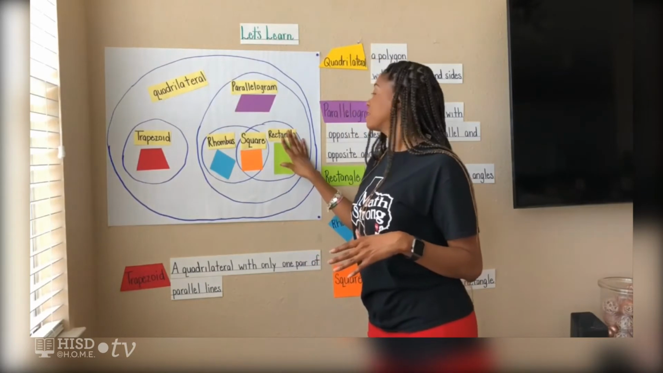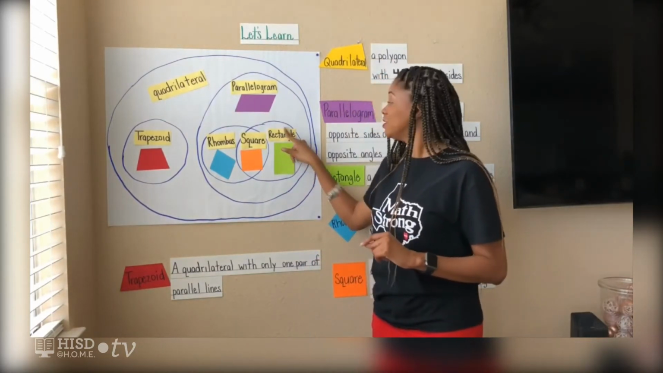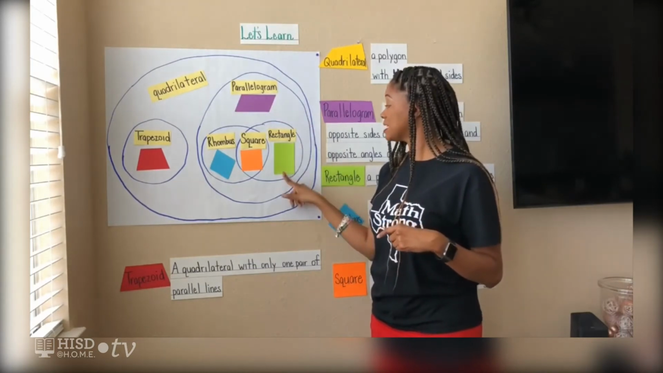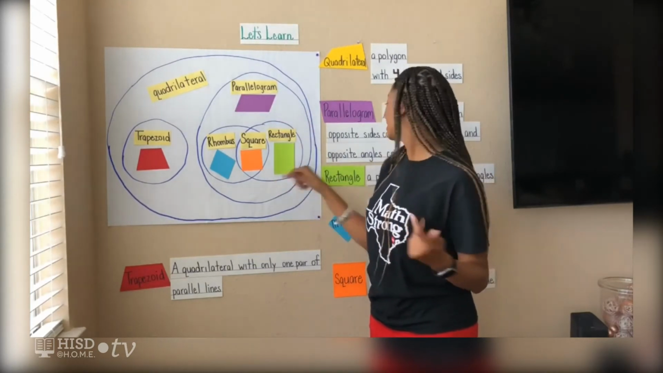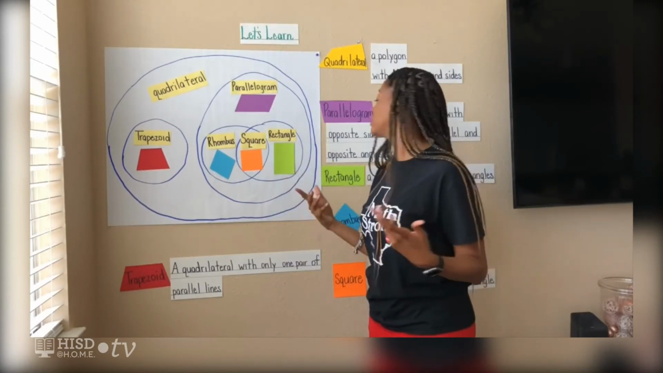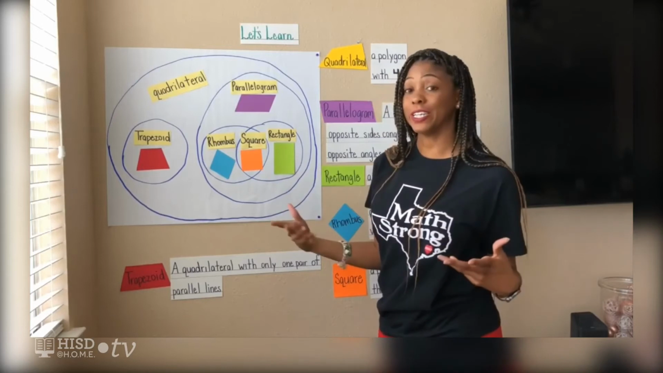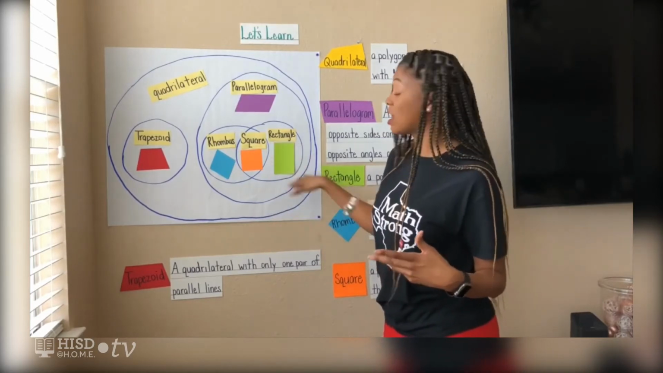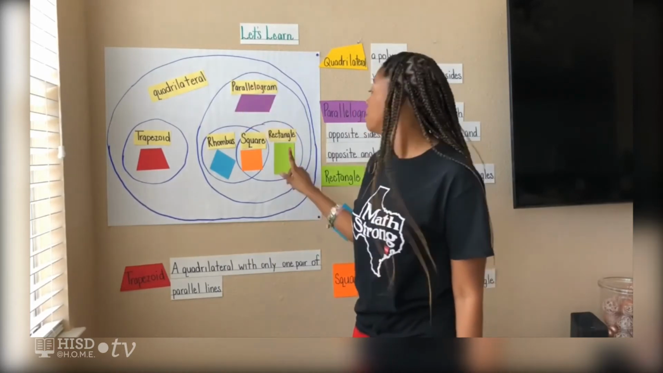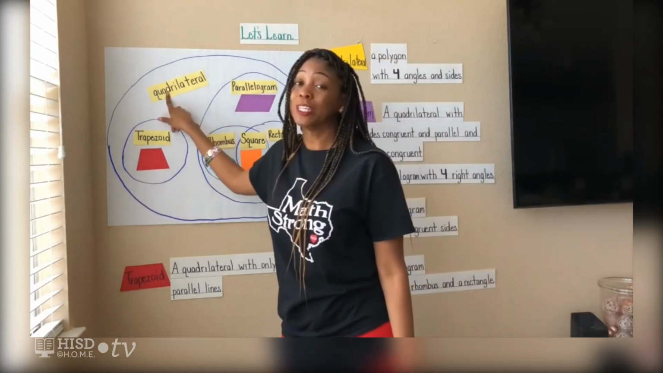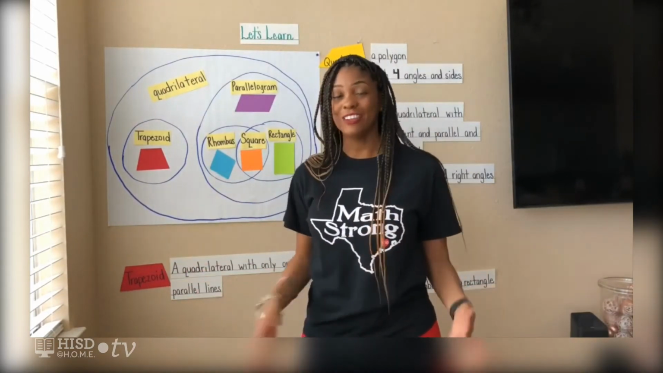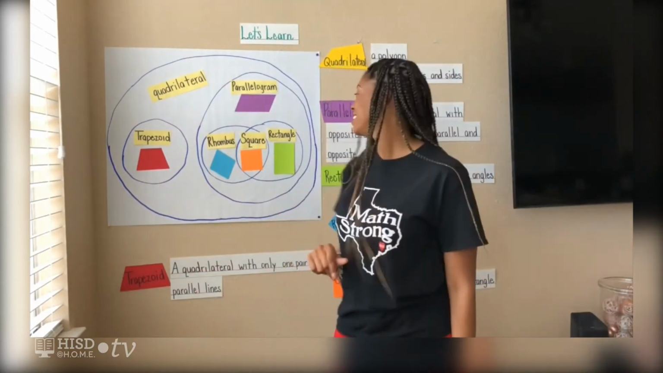Let's jump to rectangle. A rectangle can be called a parallelogram because it has opposite sides that are parallel. And the opposite angles are also congruent. And the opposite sides are congruent. So that is why it can be called a parallelogram. But a rectangle can also be called a quadrilateral because it has 4 sides and 4 angles.